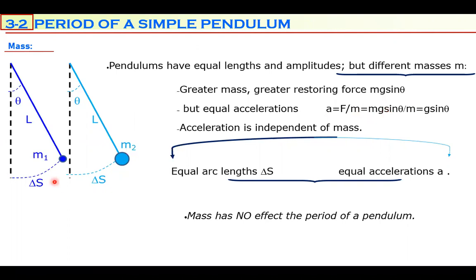Yes, restoring force is greater when you increase the mass. However, acceleration doesn't change, because according to the second law of motion, mass simplifies. For that reason, arc lengths are the same for this one and that one. Their accelerations are the same, which means mass also has no effect on the period of the pendulum. Mass affects what? Don't forget, restoring force. If you use a greater mass at the same amplitude, Fg sine theta, which is mg sine theta, restoring force is greater.